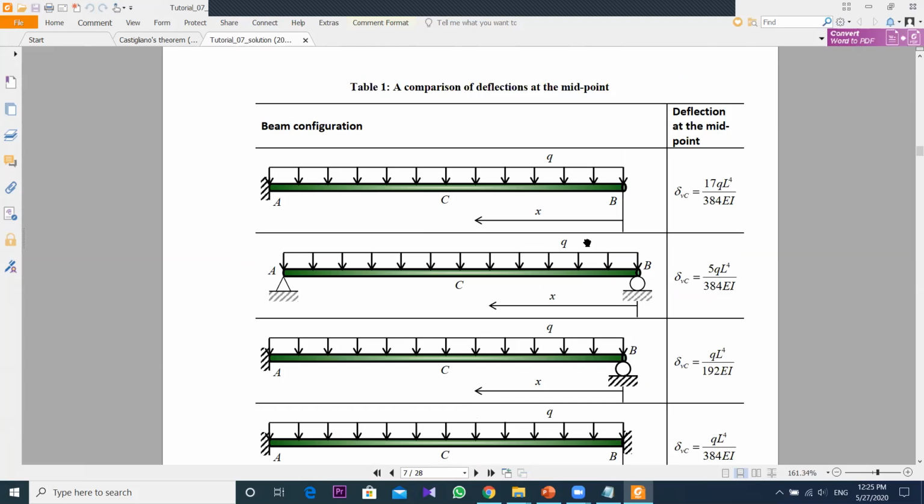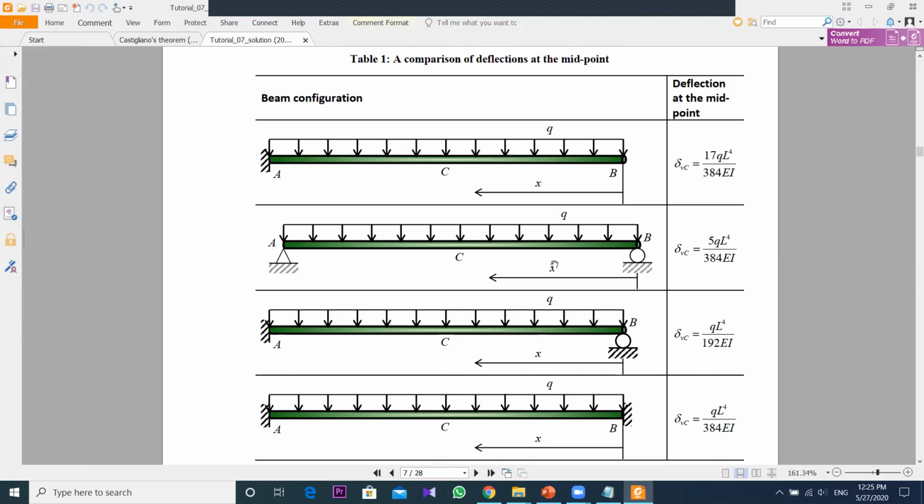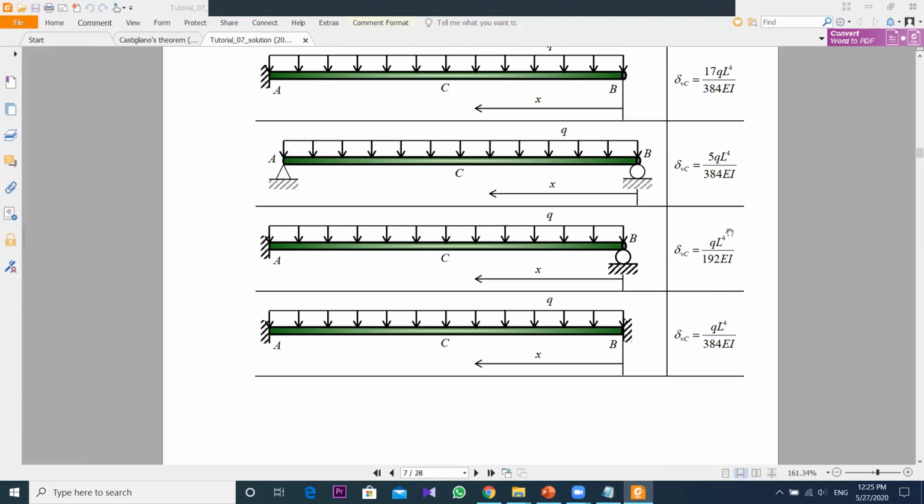You can see here that there is a table. You don't need to keep this equation in mind. This is for the different support conditions, with the midpoint vertical deflections. They have already derived the equations, so you can also derive this equation using that theory.